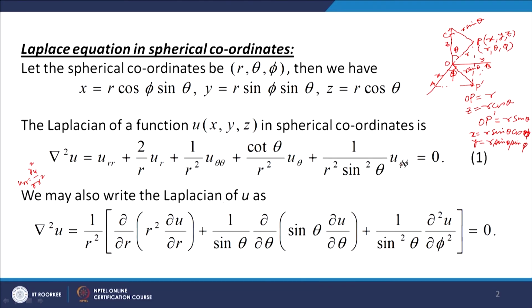So, we may also write the Laplacian of u. Now, you can see the terms u r r plus 2 over r u r can be expressed as 1 over r square times the partial derivative with respect to r of r square del u over del r. The two terms 1 over r square u theta theta plus cot theta over r square u theta are nothing but 1 over r square times 1 over sin theta, partial derivative with respect to theta of sin theta times the first derivative of u with respect to theta. The last term is 1 over r square sin square theta u phi phi. So, this equation can also be written in this form.